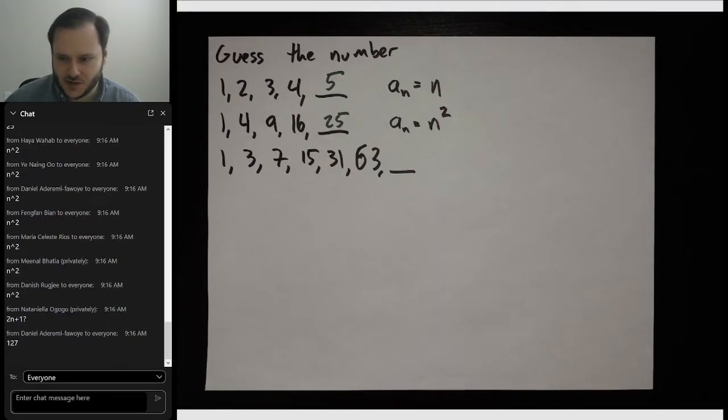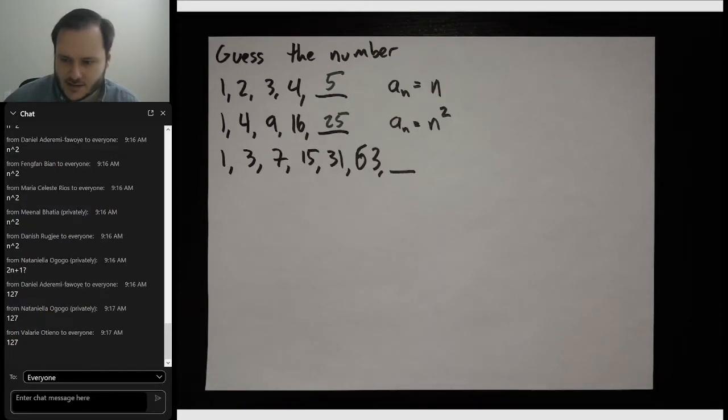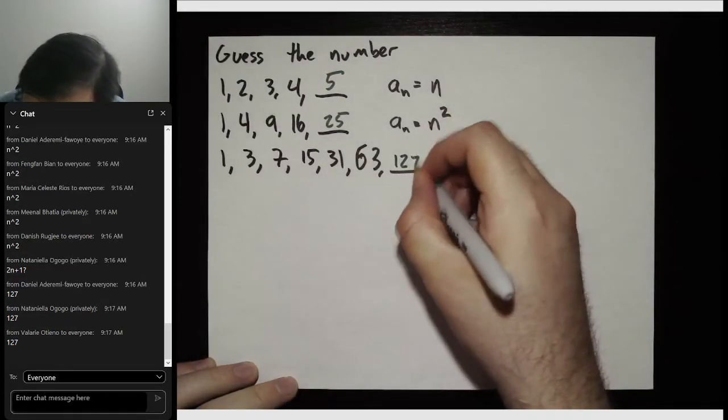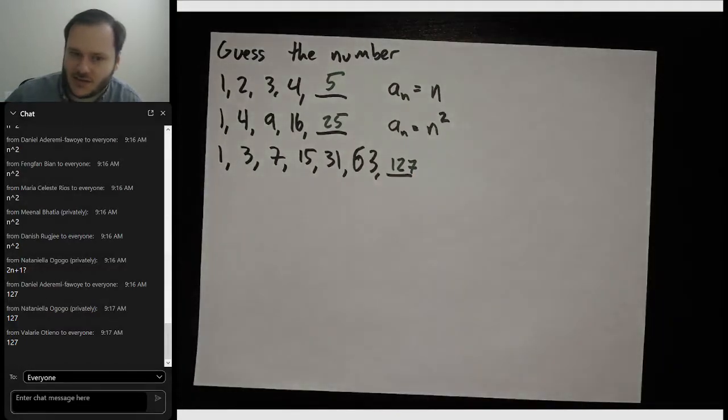This one seems a little bit harder. We got 127 as a possible answer. Got a couple of 127s. So what rule are we following if we put 127 here?